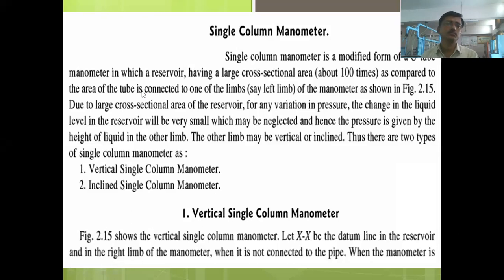Now who will tell me the types of simple manometers? Piezometer, simple U-tube manometer, and single column manometer. Correct. Piezometer we have studied, simple U-tube manometer we have studied, and the third type, the single column manometer, we are now going to study. So this is again a simple manometer. Okay, what is the meaning of the single column manometer?